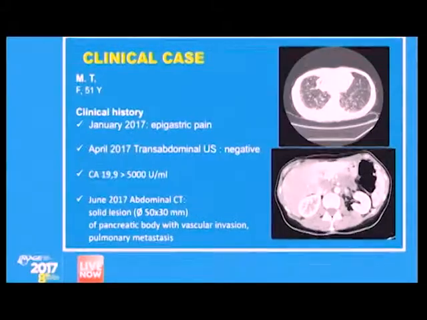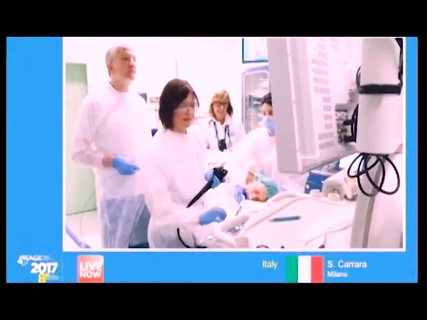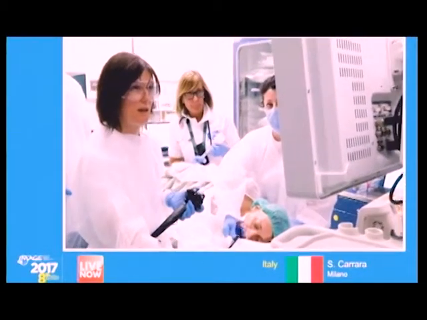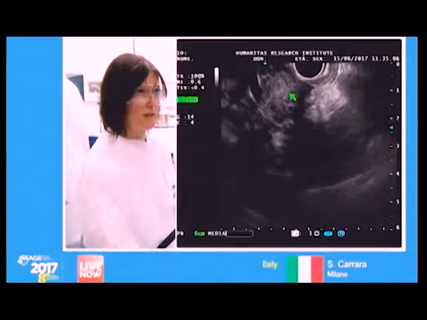This is the patient with a rise of CA19-9 and with a solid lesion of the pancreatic body with vascular invasion and pulmonary metastasis. This lady has a locally advanced, more than locally advanced, metastatic cancer of the pancreas. This is the mass.